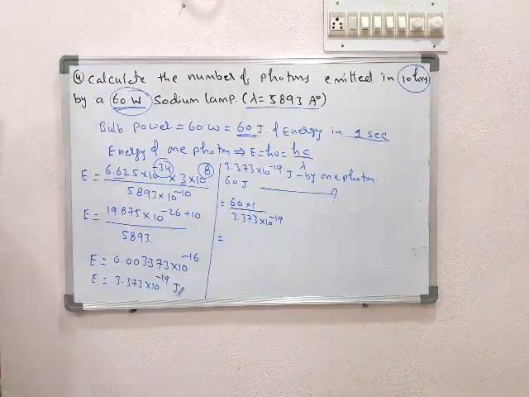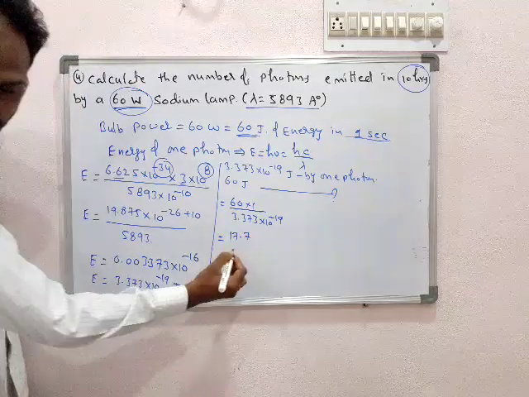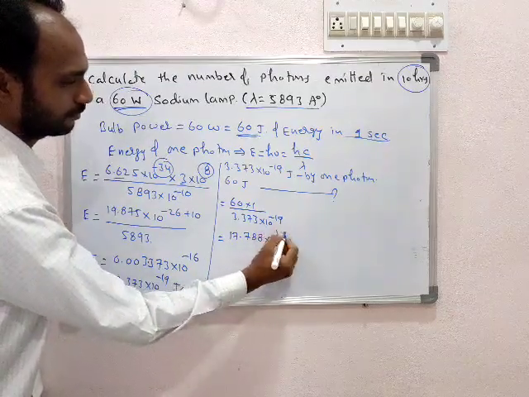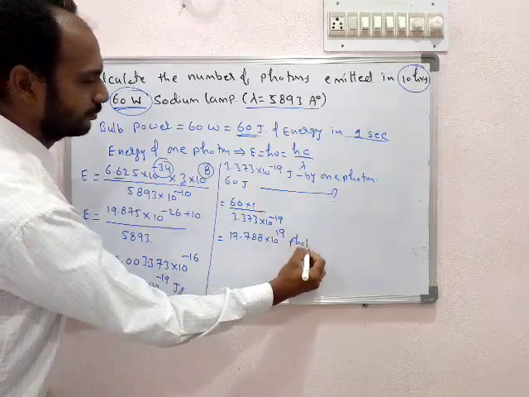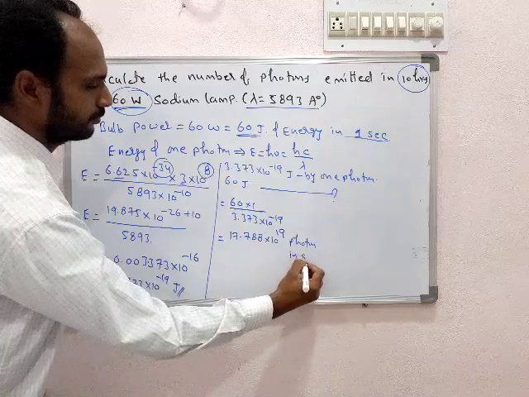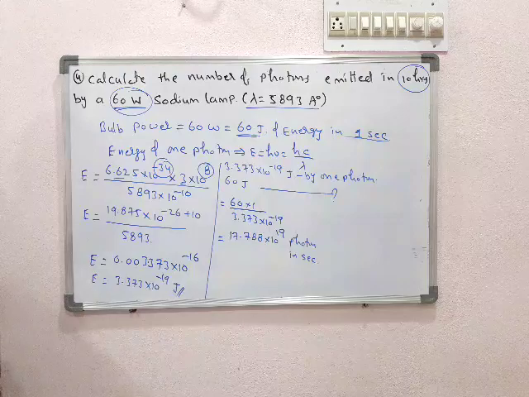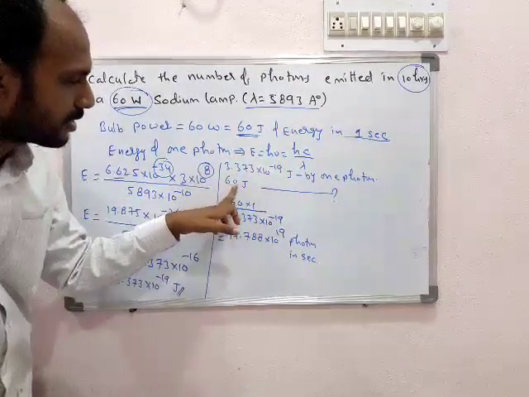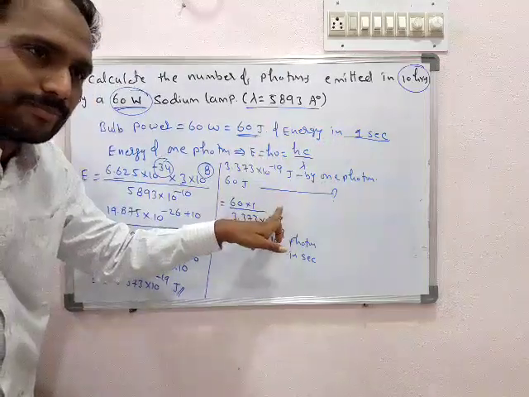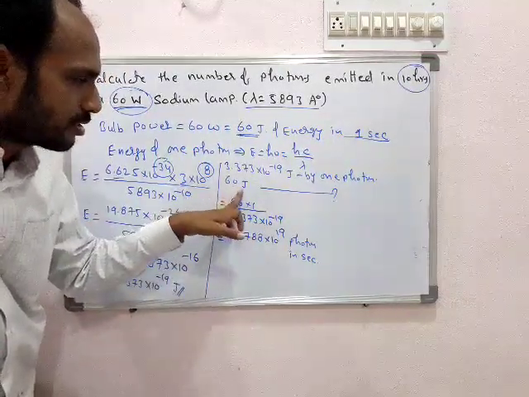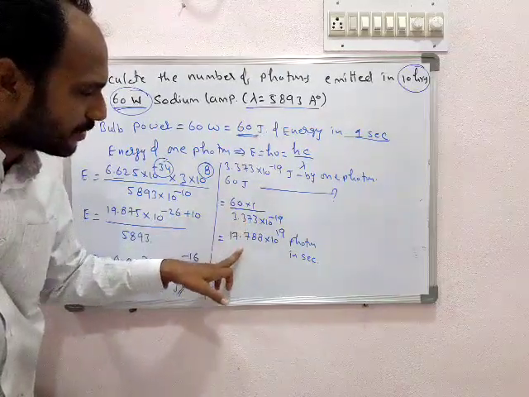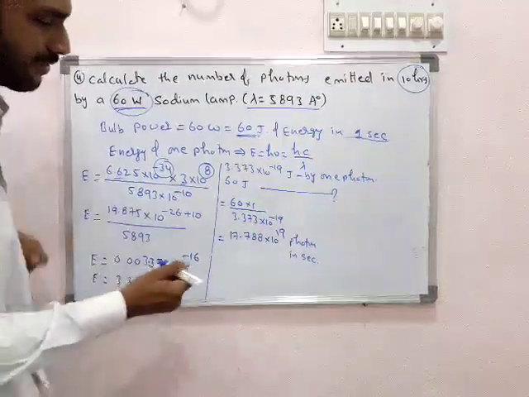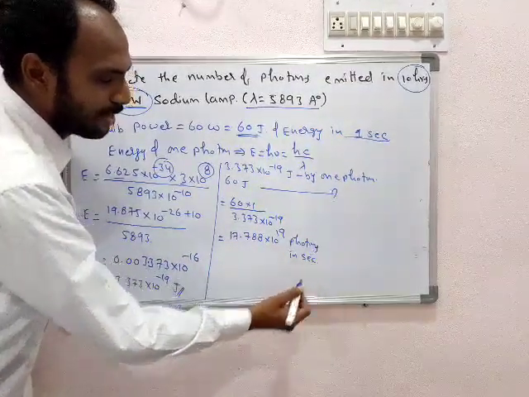So here we get, in 1 second of time. 60 watts means 1 watt is joules per second. So we take 1 second here. In 1 second, 60 joules of energy is released. That 60 joules has this many photons: 17.788 into 10 power 19 photons released in 1 second.